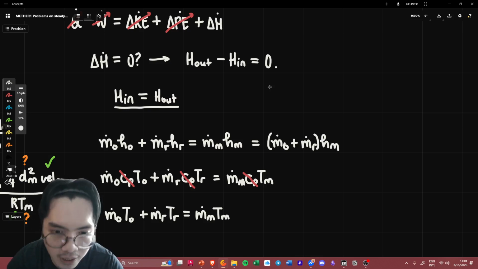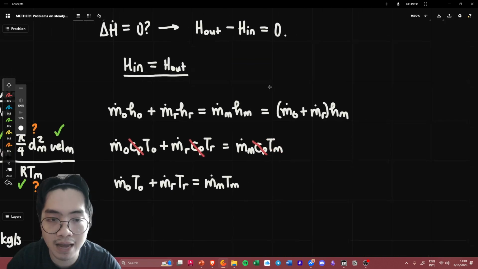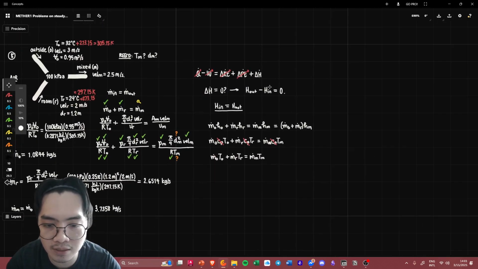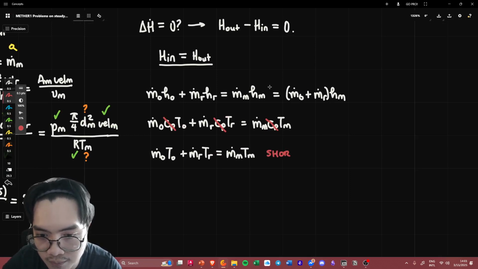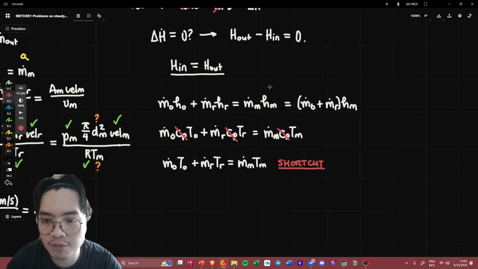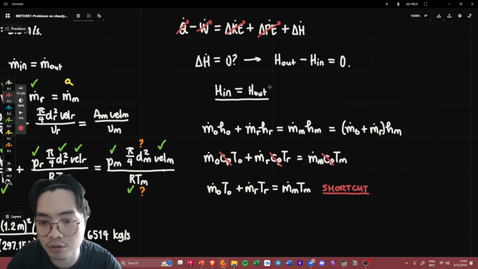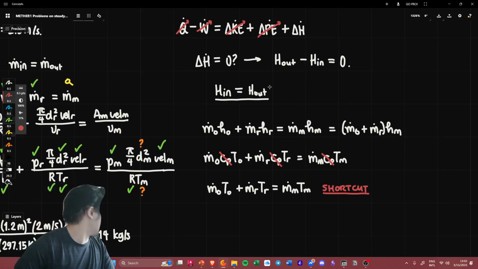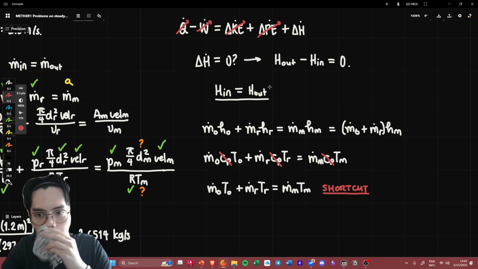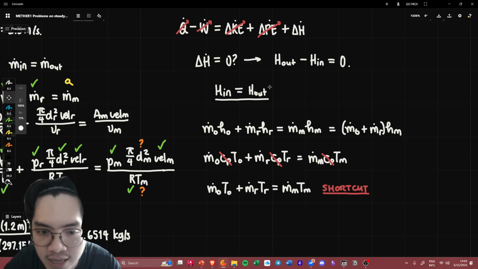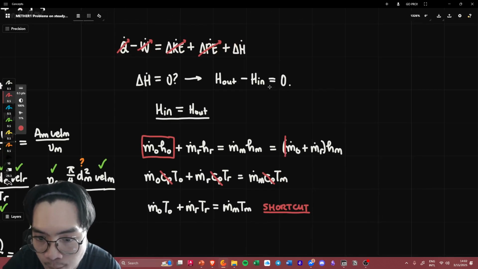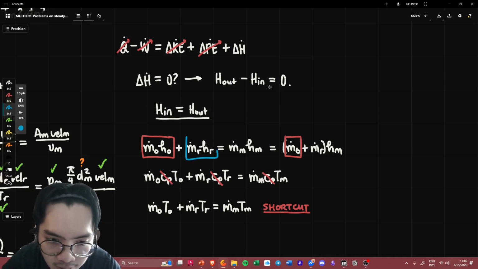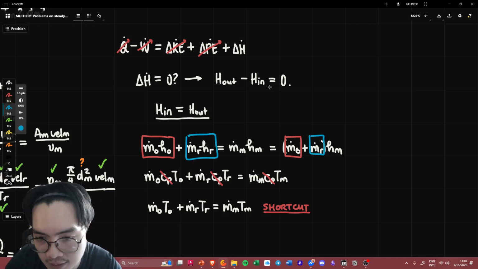Okay, and then what? Let's first backtrack. Let's first just explore this a little bit more. This is the shortcut. If you understand, now we're going to say that we are now going to group these things in terms of the MO and the MR, right? We're now going to group them like this.